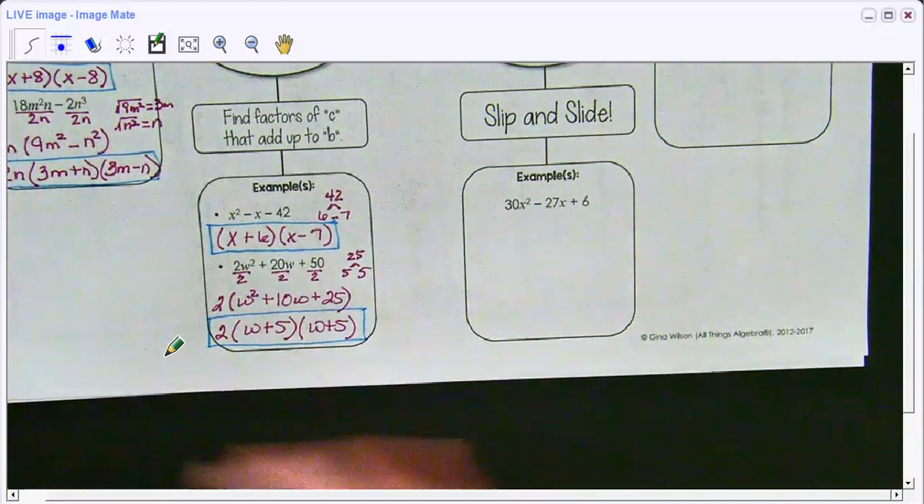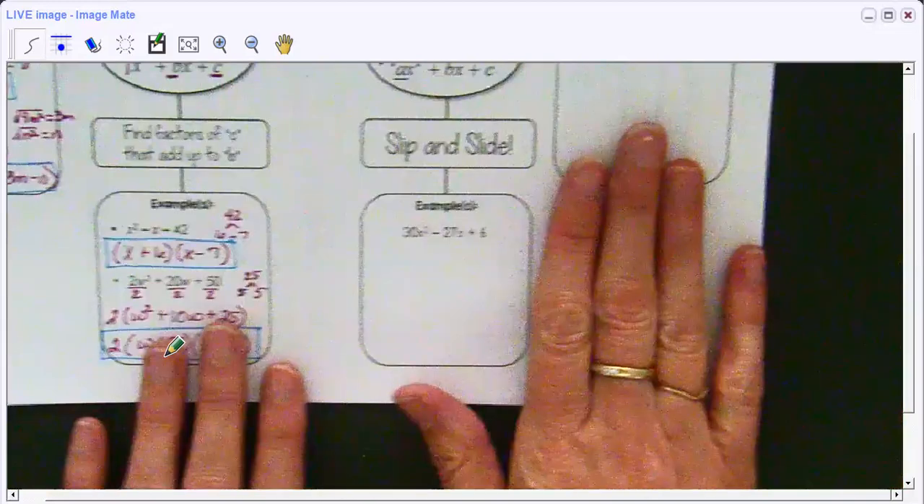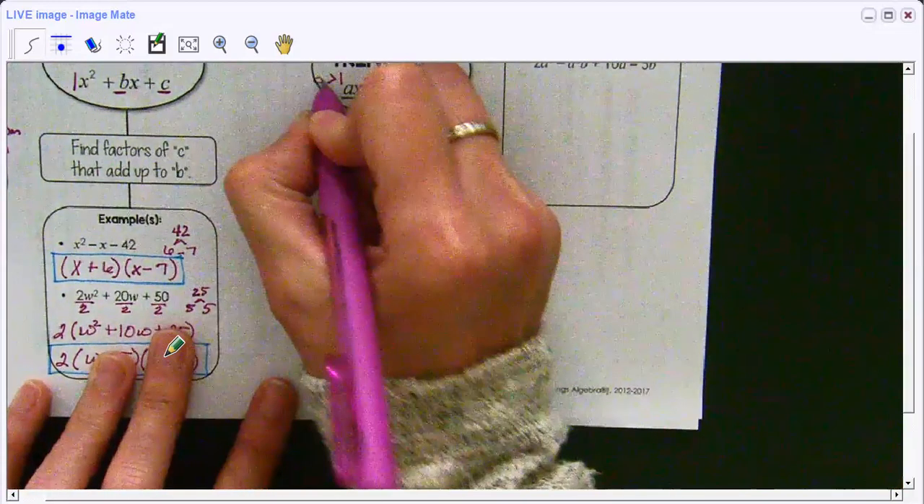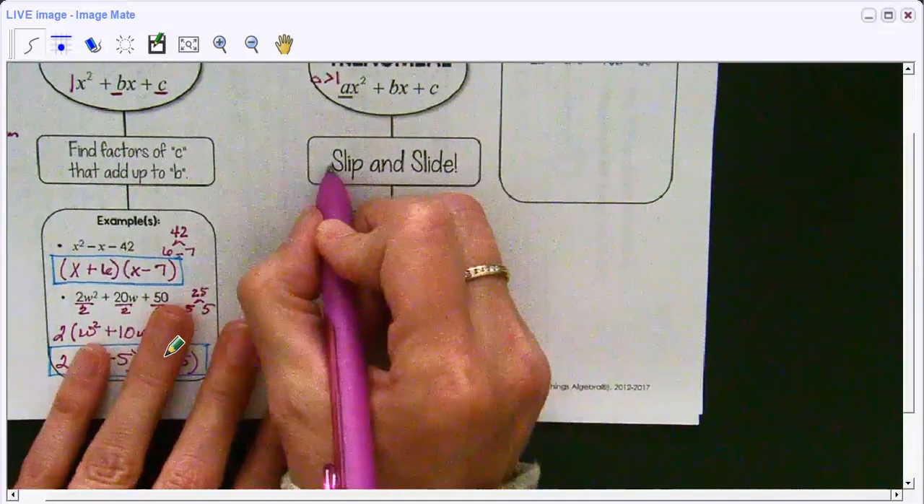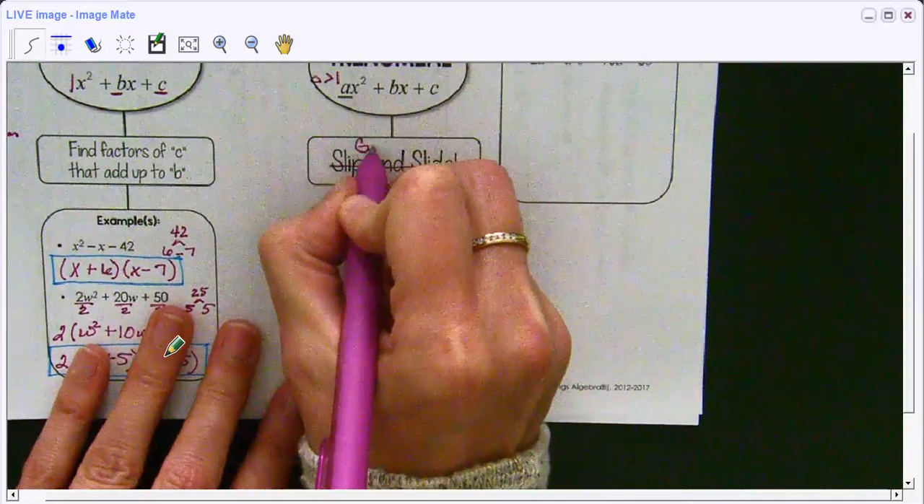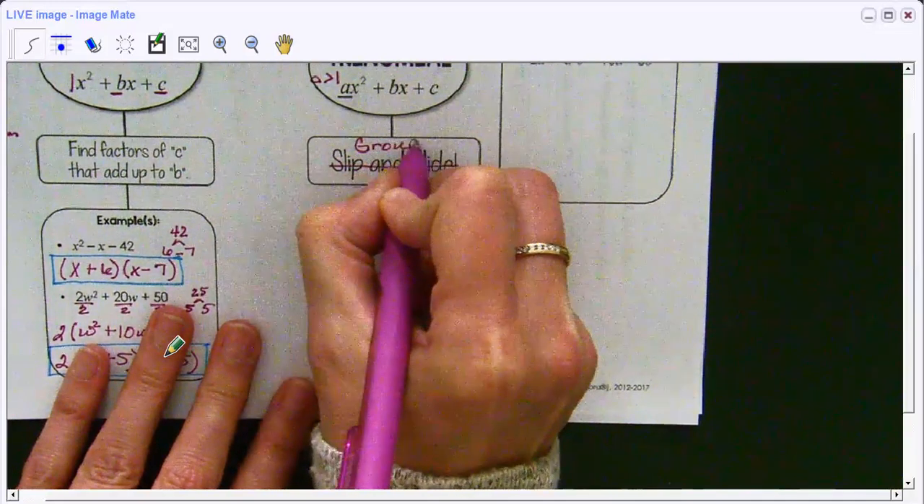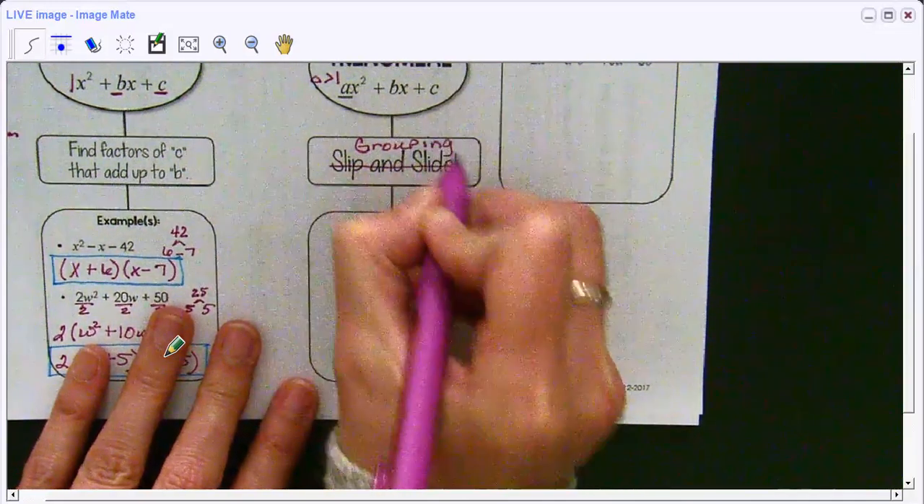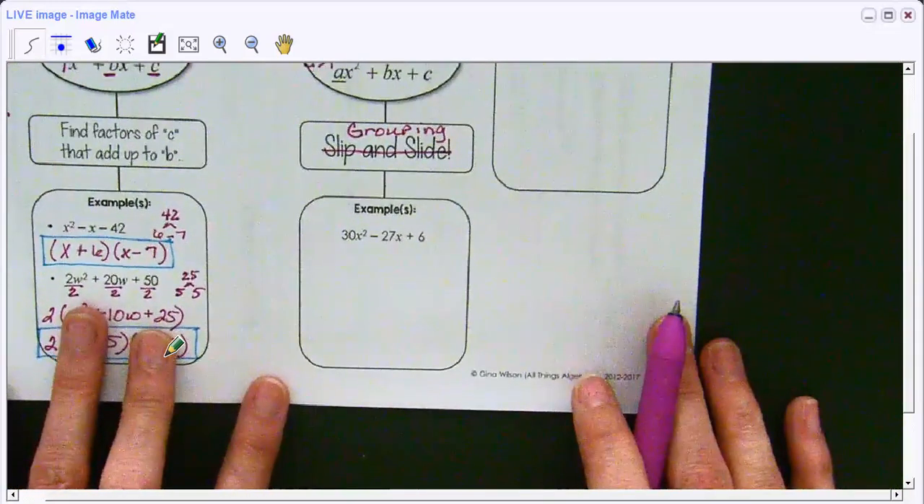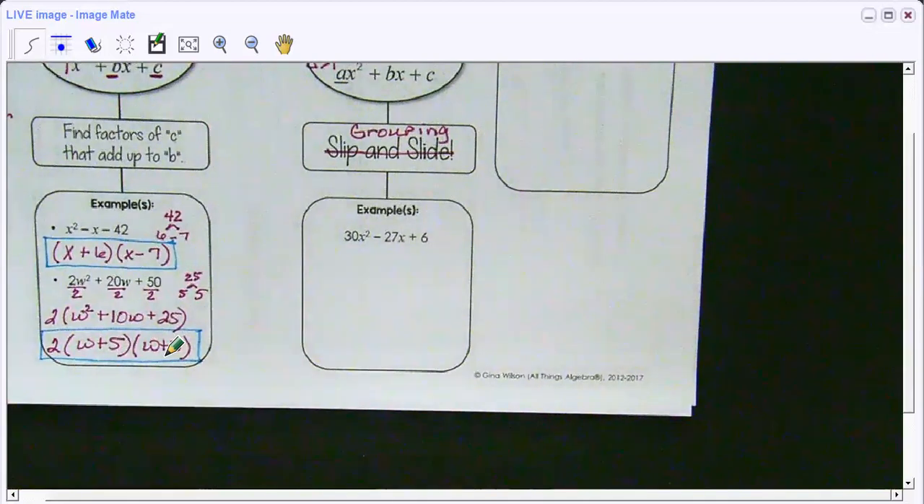Okay, let's go to the next one. Trinomials where A is greater than 1. They call this slip and slide. I want you to cross this out, and I just want you to write grouping. I'm not sure why they say slip and slide. Something else I don't know about. Okay, so remember, you find factors of A and C that add up.